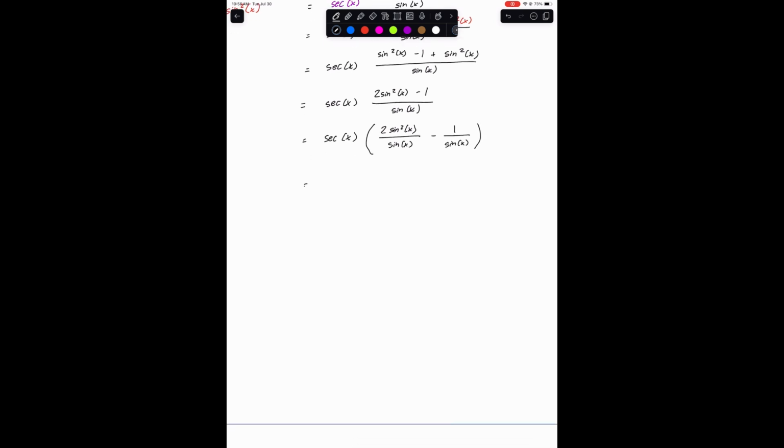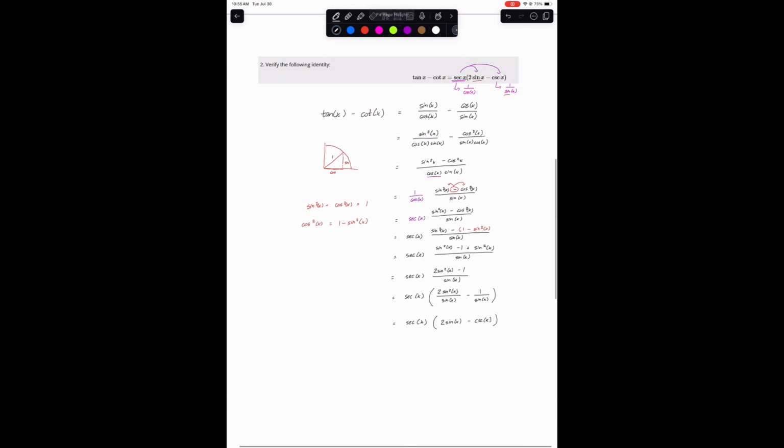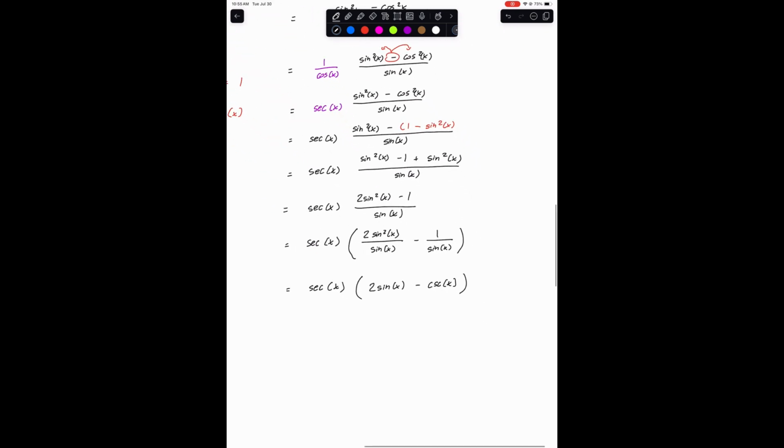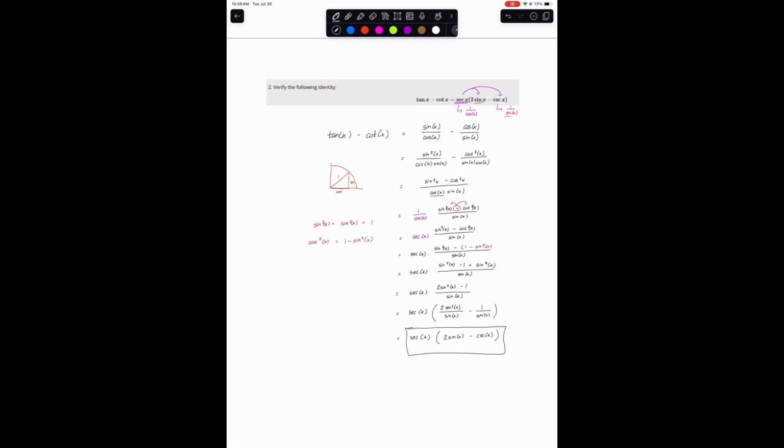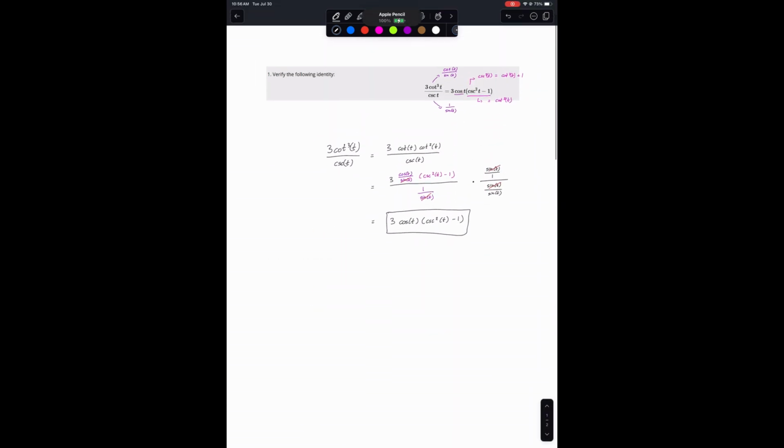And this gives me my final answer, which is secant x times 2 sine x minus cosecant of x. And there you go. That matches the right side of the identity, and therefore this identity has been verified. And with that, that is the end of my video.